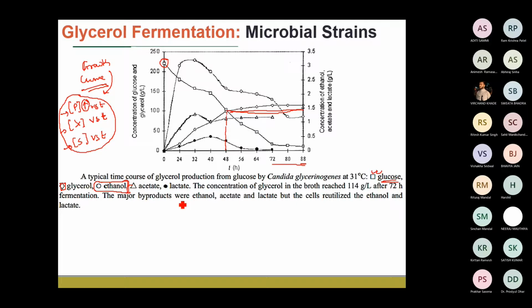So as I told you, these are the major byproducts that are there. And we have to make sure that these byproducts are actually utilized by the cells towards the production of the glycerol. If you see the byproduct formation, especially the lactate, lactate formation takes place until 40 hours. However, after that, the concentration is decreasing. That means that the lactate has been utilized for the production of the glycerol. And similarly with the acetate.